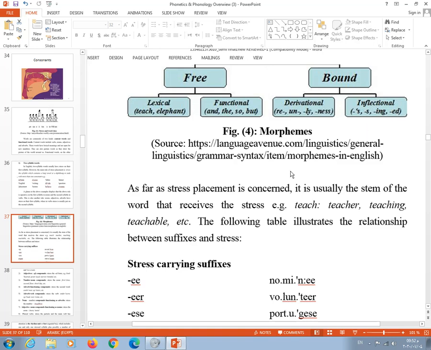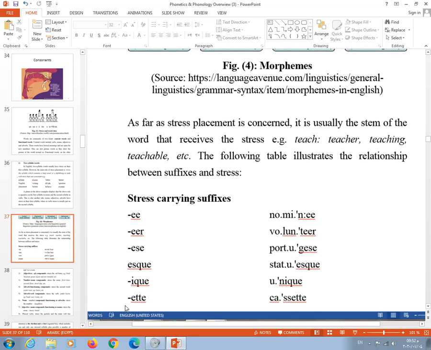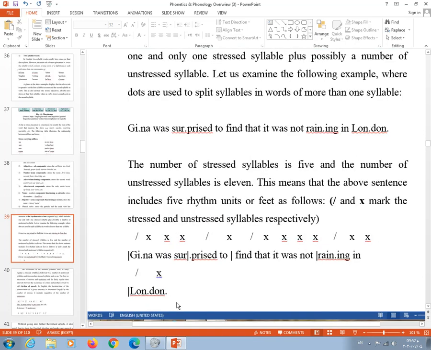Let's go to how stress correlates to suffixes. Generally, suffixes do not carry stress. However, we have some suffixes which themselves carry stress, such as -eer, -ese, -que, -ette, and so on. Let's move to another area.